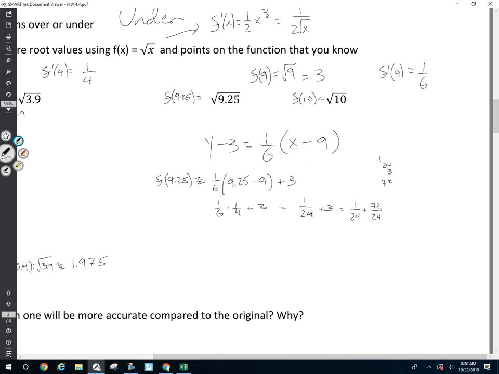So I end up with 1/6 times 1/4, which is 1/24, and I need to add that to 3. So that's 1/24 plus 72/24. I just did the math on that, which will be 73/24.